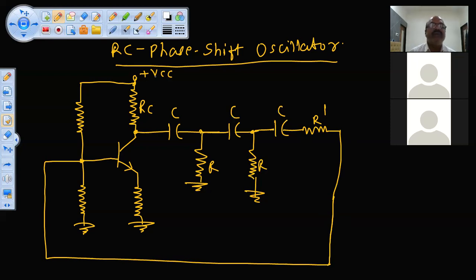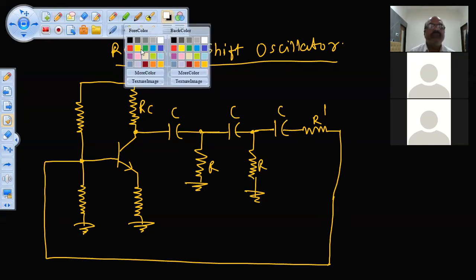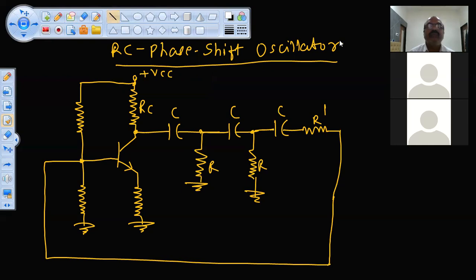Now this makes a phase shift of 180 degrees.